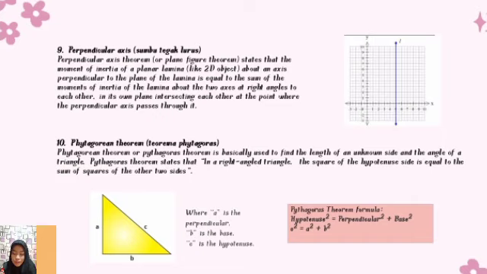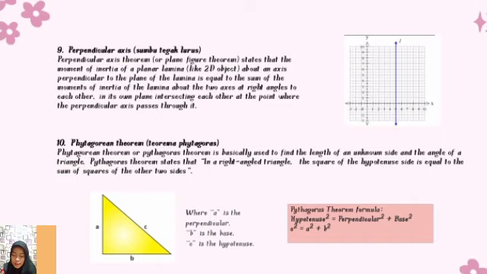And the last vocabulary is Pythagorean theorem, or Theorem of Pythagoras in Bahasa. Pythagorean theorem is basically used to find the length of an unknown side and the angle of a triangle. Pythagoras theorem states that in a right angle triangle, the square of the hypotenuse side is equal to the sum of squares of the other two sides. We can see the picture from the example.